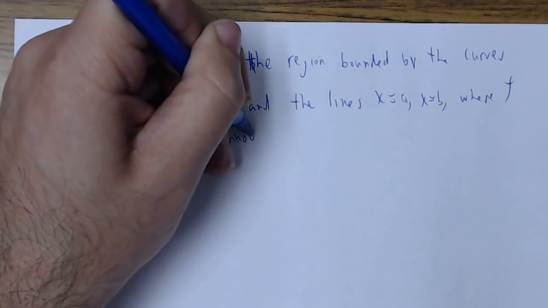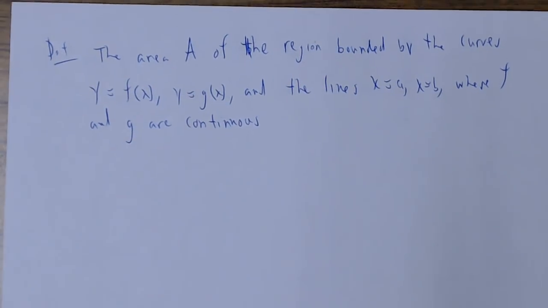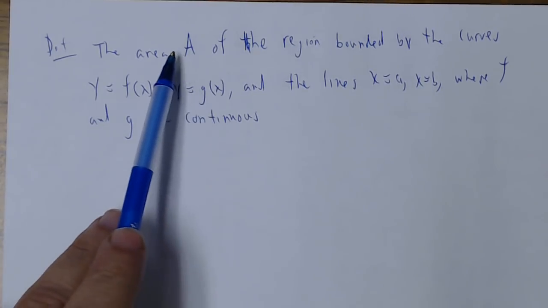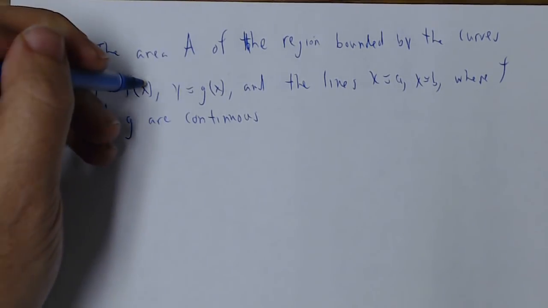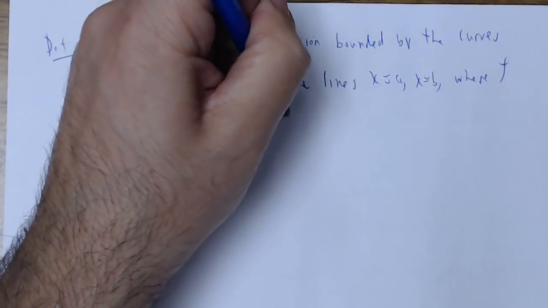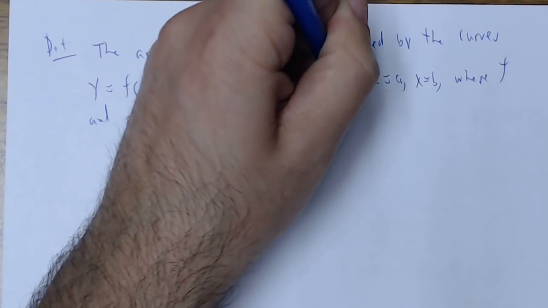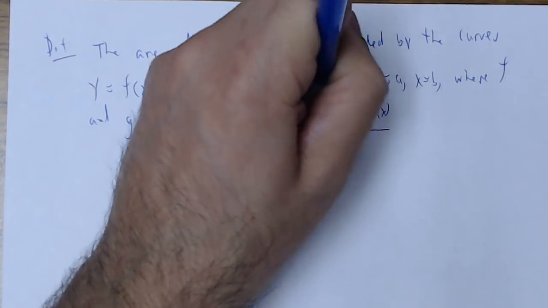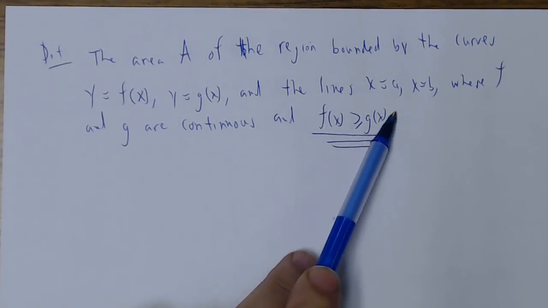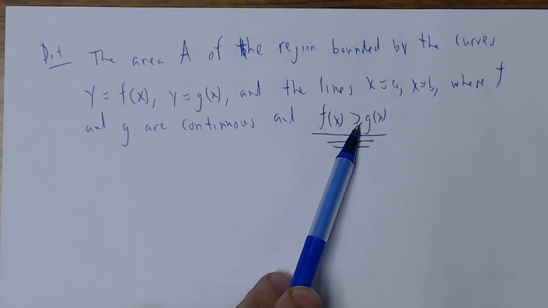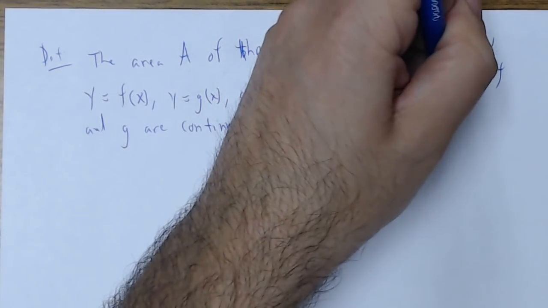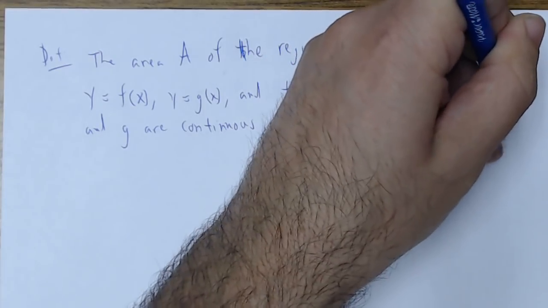Now remember, this is all just semantics here. Obviously, for an integral to exist, f and g have to be continuous, but what am I saying? We're trying to find the area between f and g. And this is very important: f of x is greater than or equal to g of x. This is important because the graph of f is always above the graph of g, or at best, they're equal for all x in the interval from a to b.